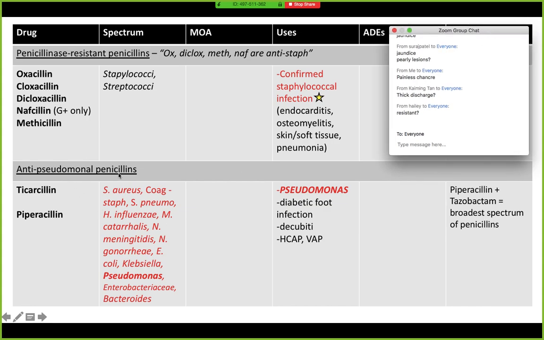Your anti-pseudomonal penicillins, by far the most commonly used is going to be piperacillin and then combined with tazobactam to give you the broadest spectrum possible. And keep in mind, piperacillin tazobactam is very, very commonly used for Pseudomonas. So this is one of your anti-pseudomonal antibiotics.